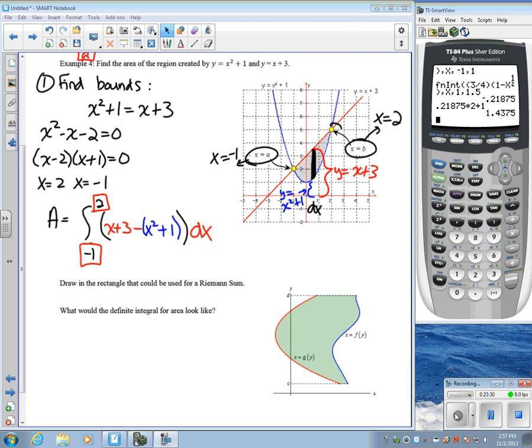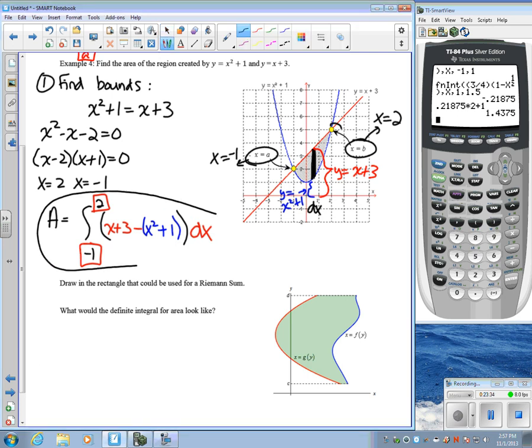So this is my setup that I have right here to find my area. Now in this one I wasn't actually given the bounds, but I was capable of finding the bounds. In order to find the x values that bounded these two curves, I needed to set them equal to each other. So I set x squared plus 1 equal to x plus 3, worked that out, and I got x was 2 and x is negative 1. If you didn't get that, pause the video now so that you can work that out.